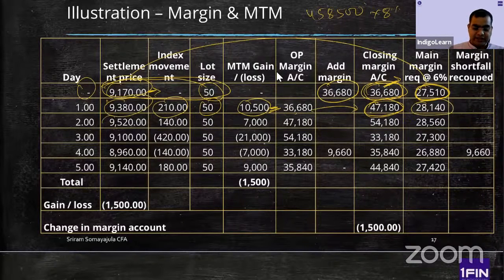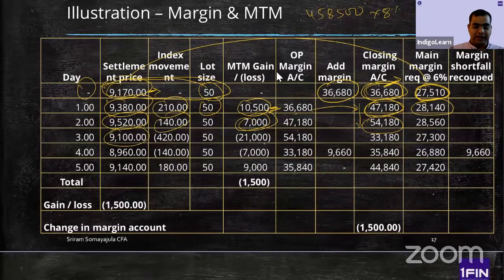Next day, the index went up by another 140 points. So you made a profit of 7,000 rupees on the contract. The profit on the contract is 7,000, right? So this 47,180 plus 7,000 makes it 54,180. So your margin account keeps on increasing. Why is it increasing? Because you agreed to buy something at 9170, and already the market is at 9520. So you made a gain. Likewise, on the third day, the entire thing went the other way.